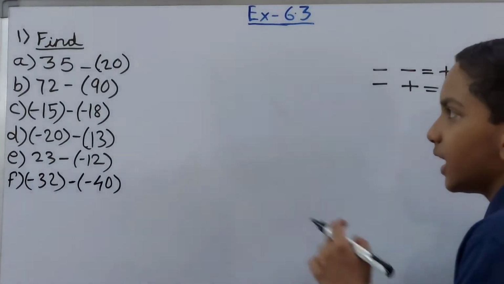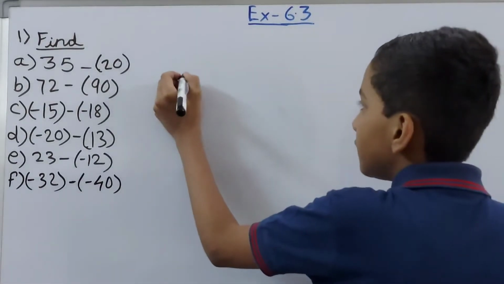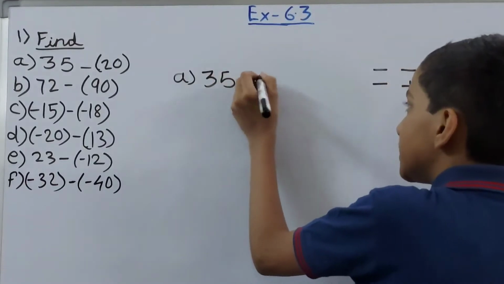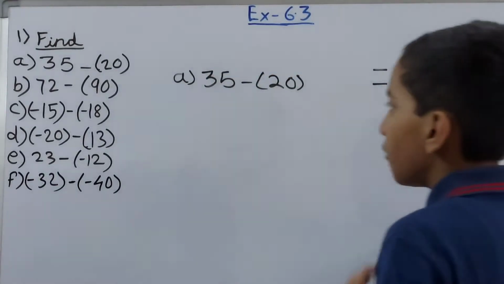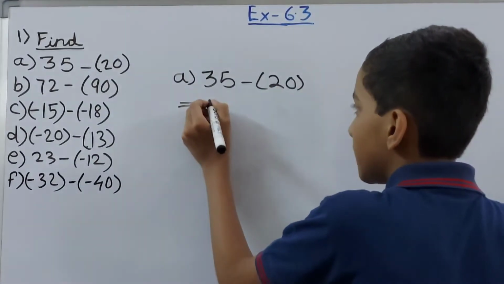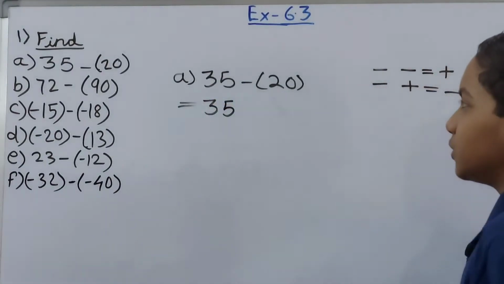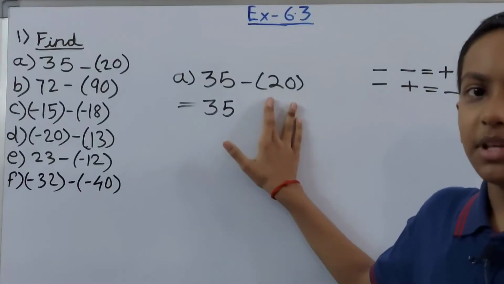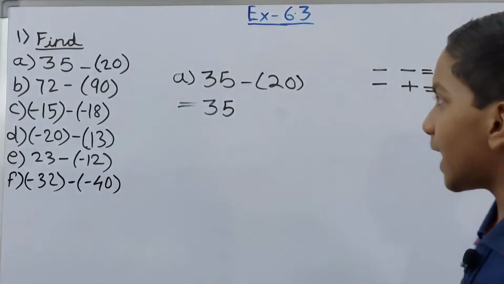Now let us solve the A question. So here we have 35 minus 20 in brackets. So 35 minus (20) separated by the brackets. Okay, so now we need to remove these brackets. So first number will be written as it is. But now friends, as you can see, no sign is written in front of 20. That means 20 is a positive number and positive numbers have a plus sign in them.